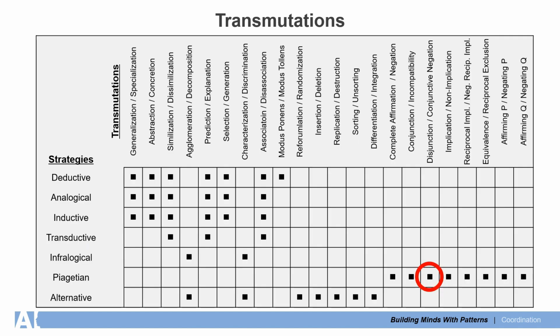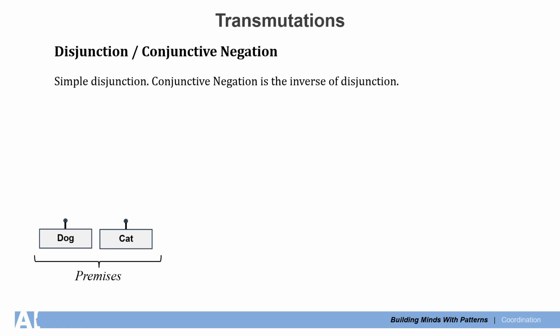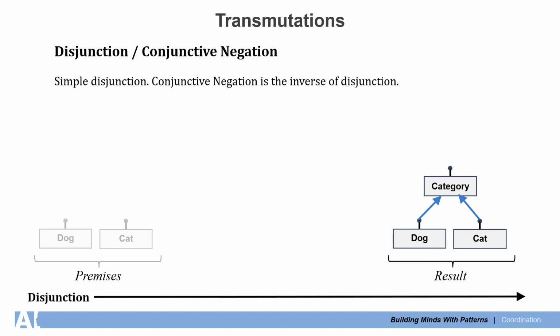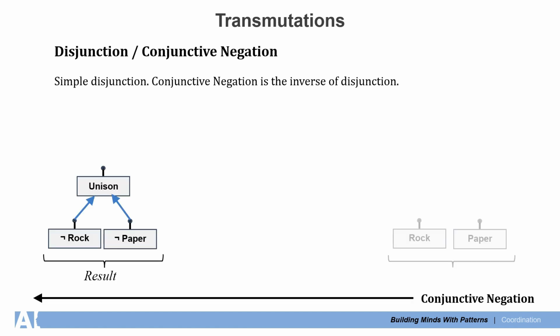Disjunction and conjunctive negation are Piagetian transmutations. Simple disjunction, and conjunctive negation is the inverse of disjunction. Given premises dog and cat, we can get a category dog and cat. Either dog or cat may activate the category. Given premises rock and paper, conjunctive negation gives us the unison of not rock and not paper.